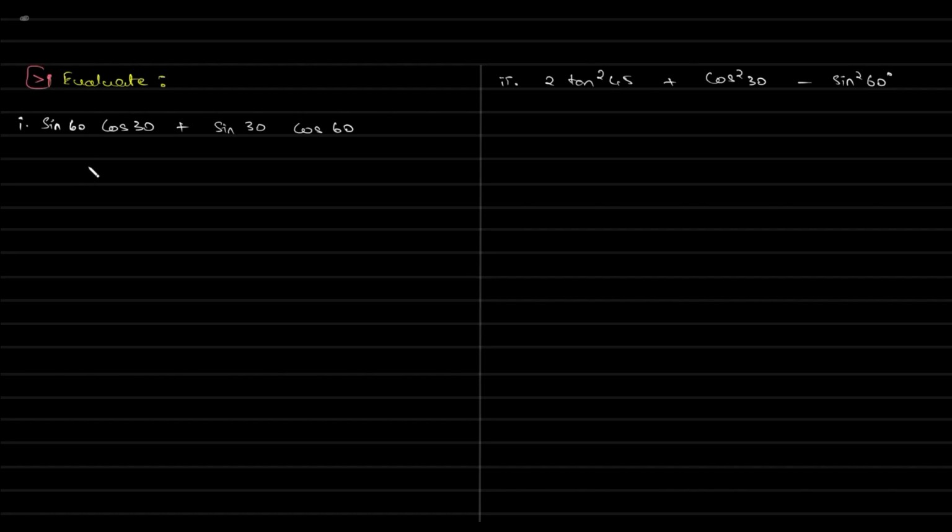Evaluate sine 60 into cos 30 plus sine 30 into cos 60. So what we have to do is we just have to substitute the values and be done with it. So my request is, pause the video, take a list of the values, substitute, and solve it yourself. It's not too difficult. So please solve for both.